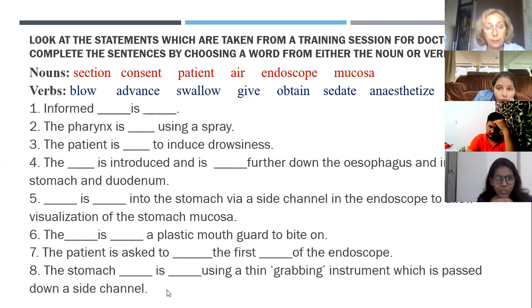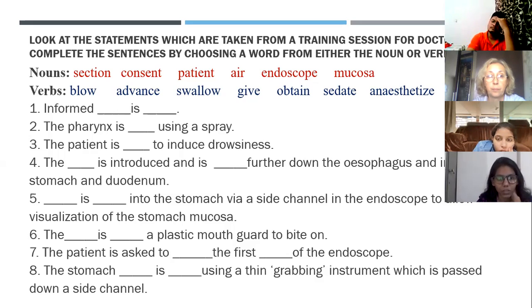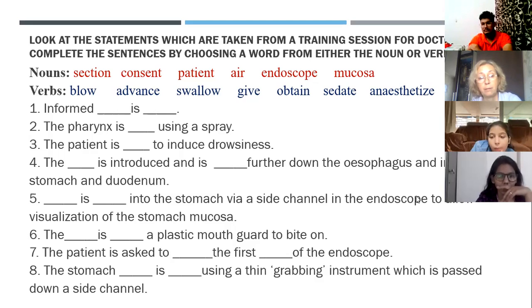The stomach mucosa is obtained using a thin grabbing instrument which is passed down the side channel. Obtained is done already. We did biopsy. The stomach mucosa is obtained using a thin grabbing instrument which is passed down the stomach.